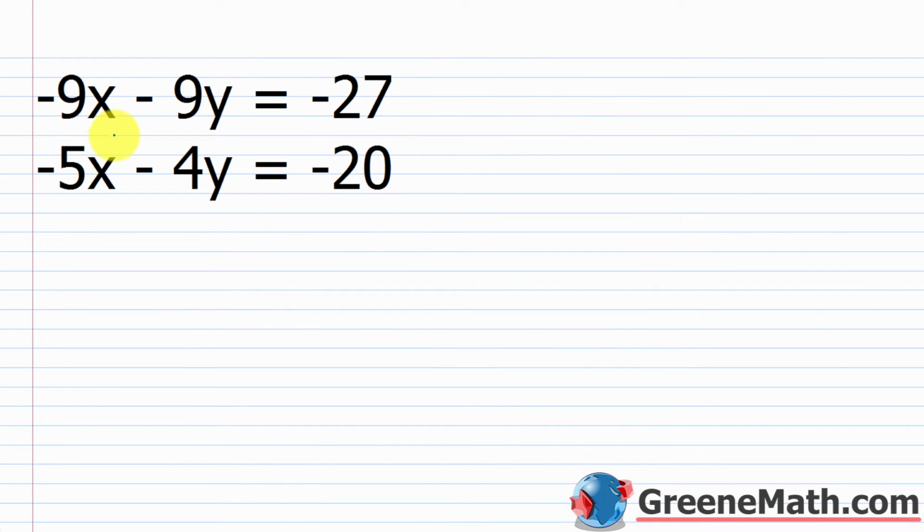So we have negative 9x minus 9y equals negative 27. We have negative 5x minus 4y equals negative 20. So again, I'm going to take the numerical information here. So a negative 9, another negative 9, and a negative 27. I have a negative 5, a negative 4, and a negative 20.